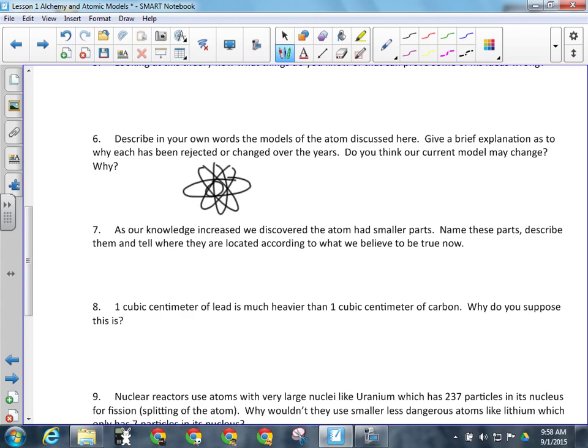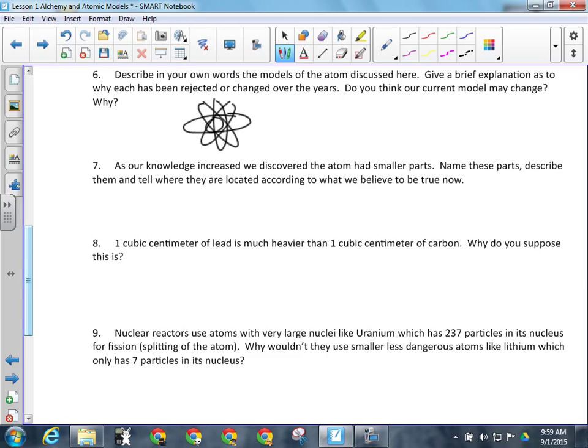Is it likely to change? It's possible. We're discovering all kinds of new things about the behavior of the atom and all kinds of subatomic particles, that protons and neutrons are actually made up of, like all the different kinds of quarks. There's up quarks, down quarks, strange quarks. I can't remember, there's all kinds of different quarks. Anyway, it's made up of these smaller things.